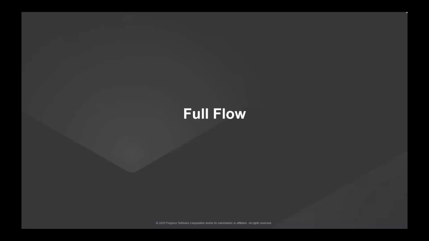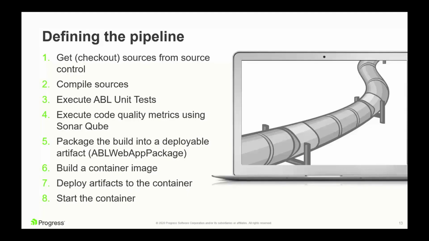Okay, so the full flow here, also based on the work we already did in part 1 of the series, is what we call defining the pipeline. So again, there's a checkout of sources from your source control. There's a compilation of sources, so you have to compile everything. You probably need to execute some tests, in this case ABL unit tests. You're going to execute code quality metrics using SonarQube and Sonar Scanner. But then we get to a point where we say, okay, everything looks good.